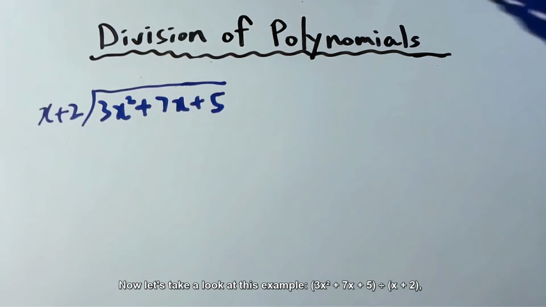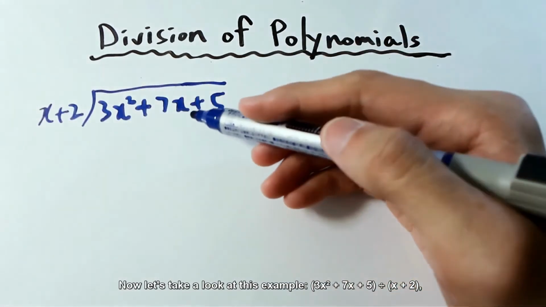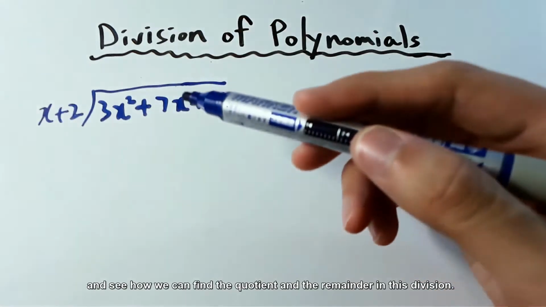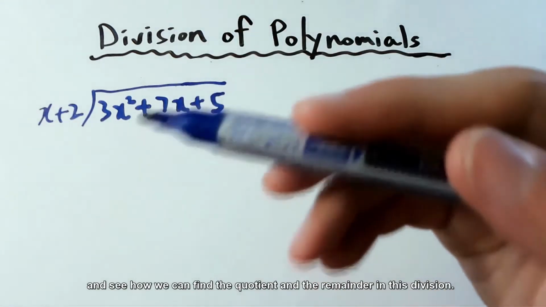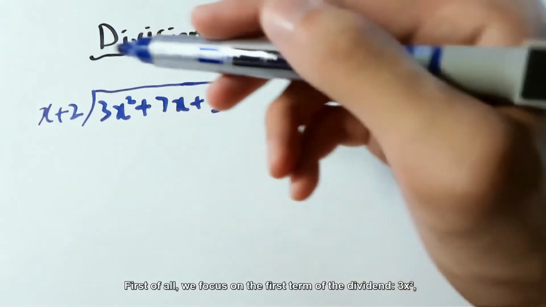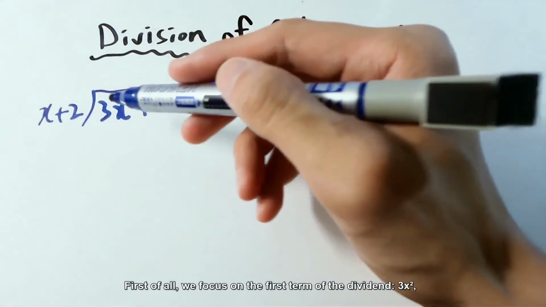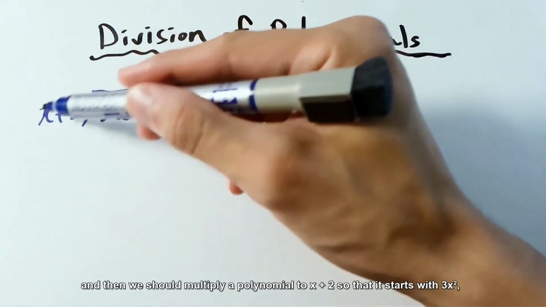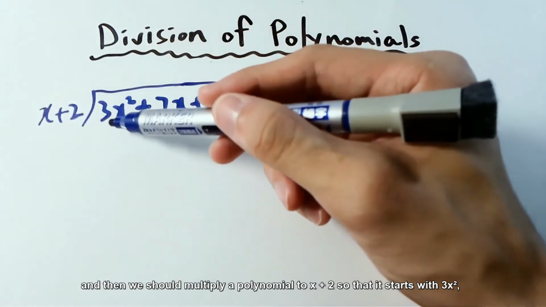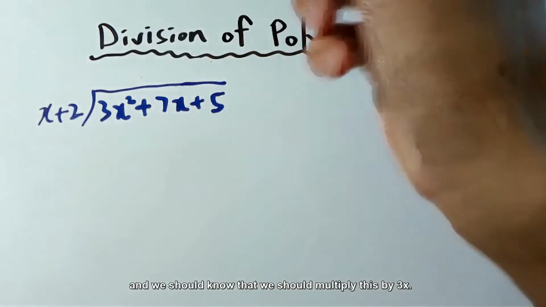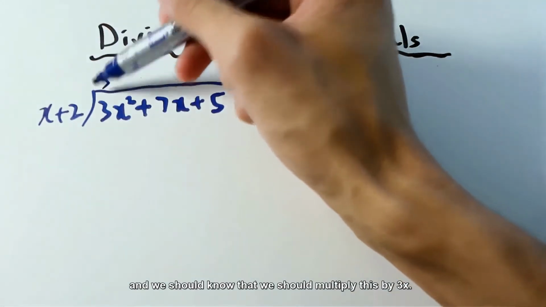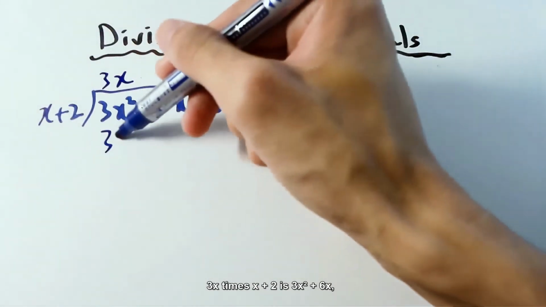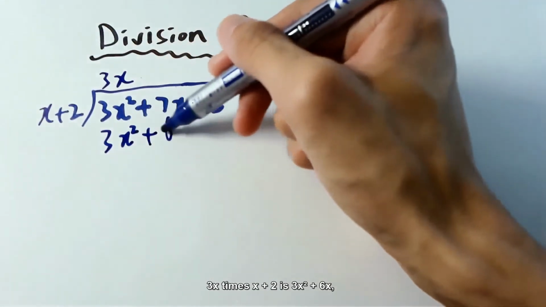Now let's take a look at this example, 3x squared plus 7x plus 5 divided by x plus 2, and see how we can find out the quotient and the remainder in this division. First of all, we focus on the first term of the dividend, 3x squared. And then we should multiply a polynomial to x plus 2 so that it starts with 3x squared. And we should know that we should multiply this by 3x. 3x times x plus 2 is 3x squared plus 6x.